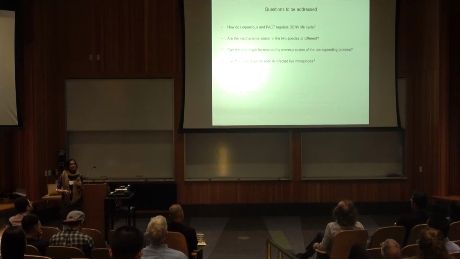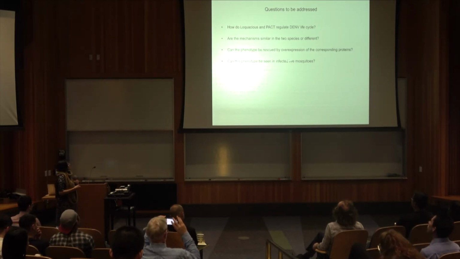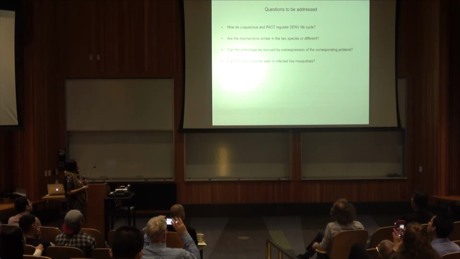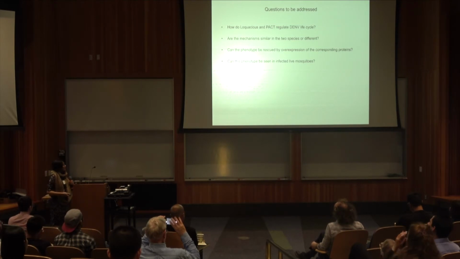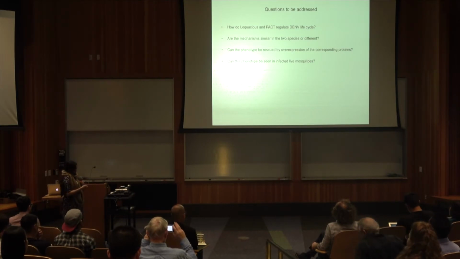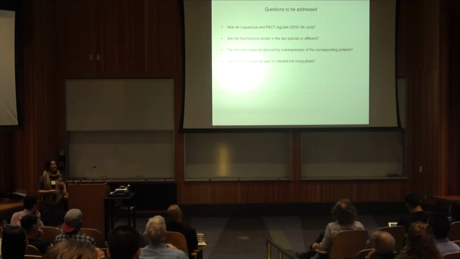And these observations lead to a lot of exciting questions that need to be answered. How do loquacious and PACT regulate the dengue life cycle? Are the mechanisms similar in the two species, or are they different? Can the phenotype be rescued by overexpression of the corresponding proteins? And can this phenotype also be seen in live infected mosquitoes? These are the questions that we are really excited to answer in the future.